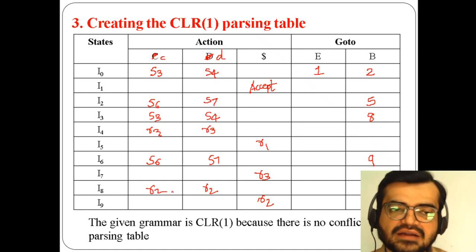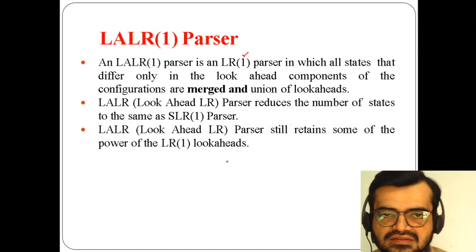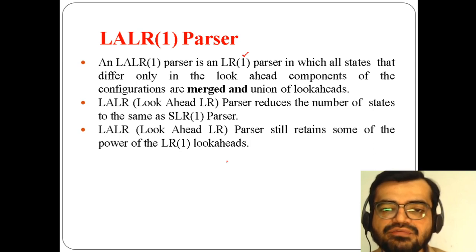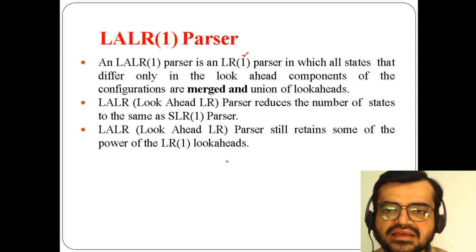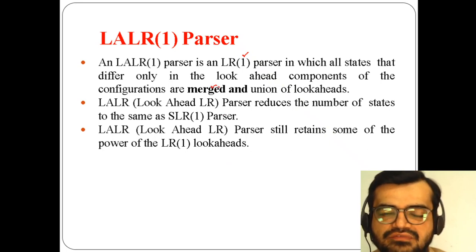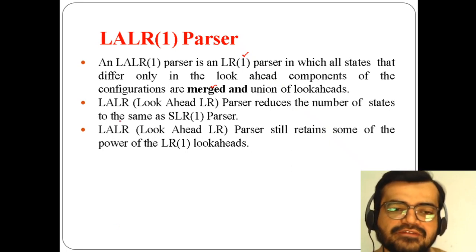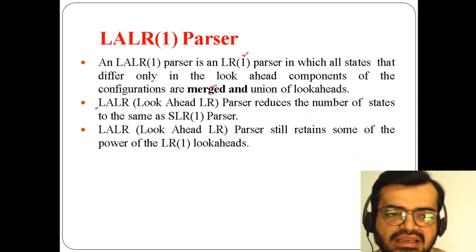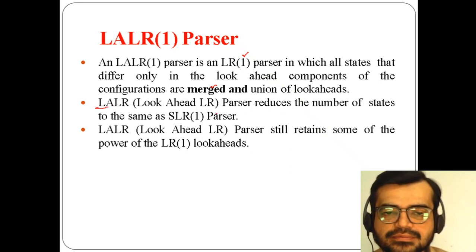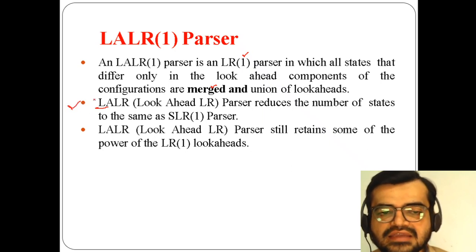In the CLR of one parsing table, here we are using 10 states. So here the number of states decreases in the LALR of one parser. How will it decrease? We need to perform a merge operation of the given look aheads. So what is this LALR? LA refers to look ahead. LR parser. The main reason for this is to reduce the number of states.